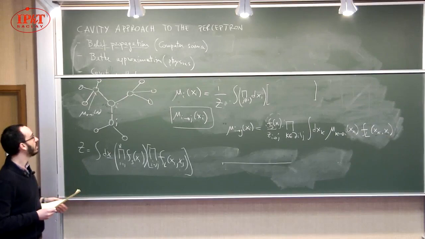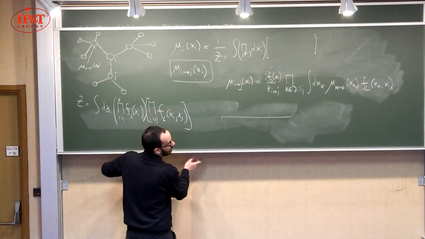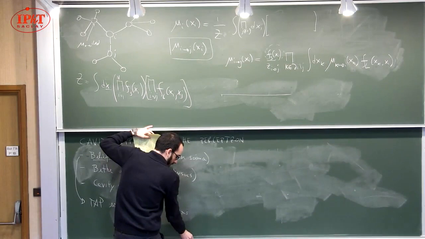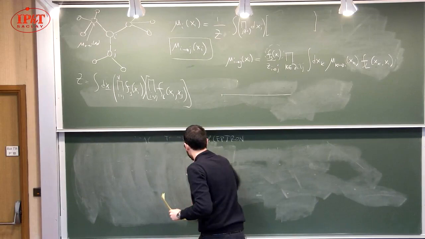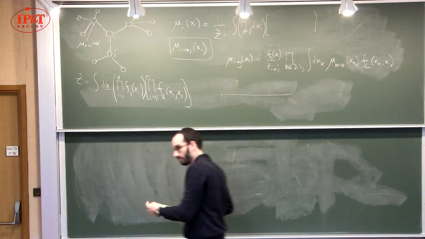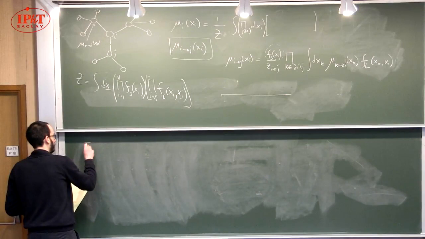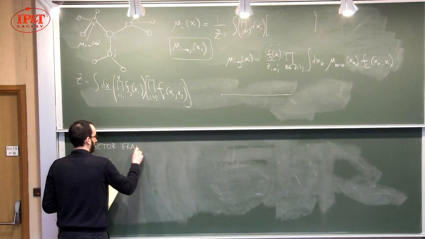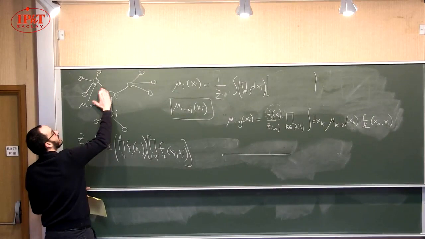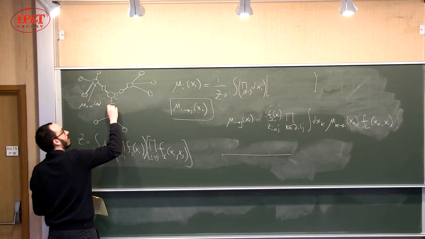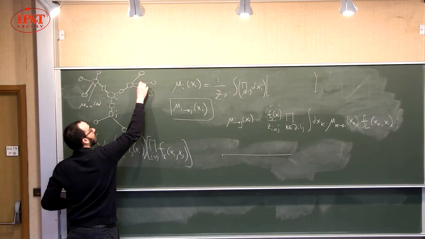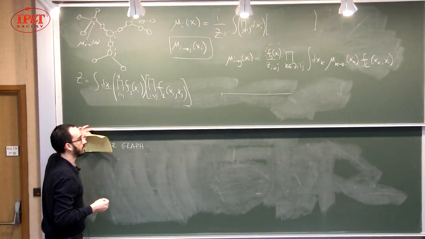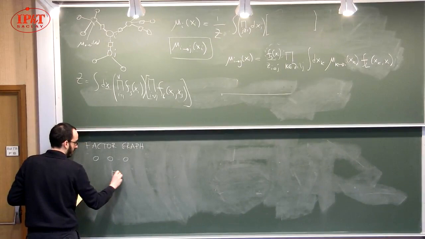And now let me consider a slightly more complicated situation in which we have a factor graph. Here you have a factor graph, but you can put the interaction like that, right? For each link, you have just an interaction that contains two variables. Okay? Now what I would like to do is to consider this topology in which we have many variables that enter in the same interaction.